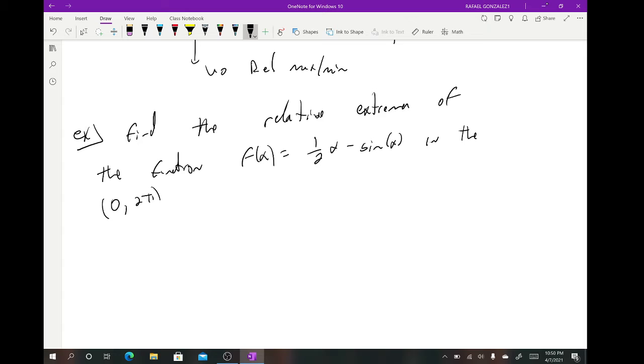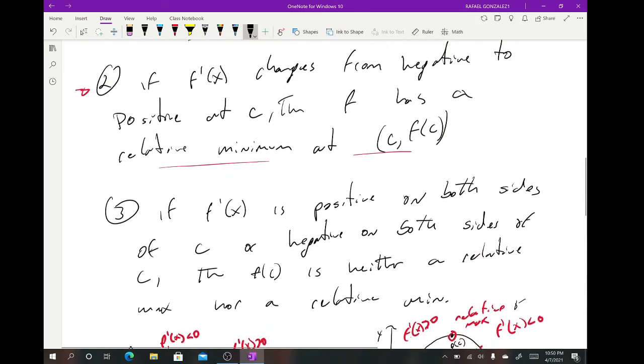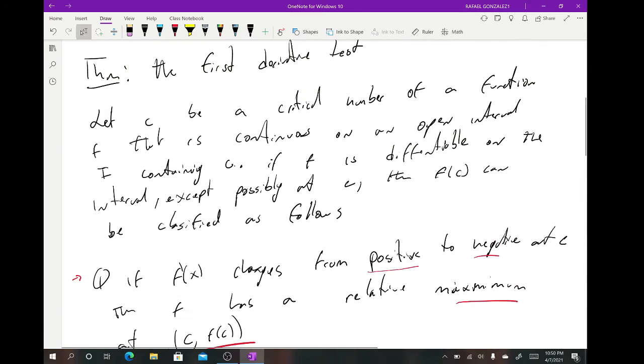All right, so first of all, we're asked to find the relative extrema. Now, I don't know about you, but I don't feel like graphing 1/2 times x minus sine of x. It does not seem like the best function to graph by hand without using a calculator. But we can hopefully apply the first derivative test to actually find all the relative extrema of the function.